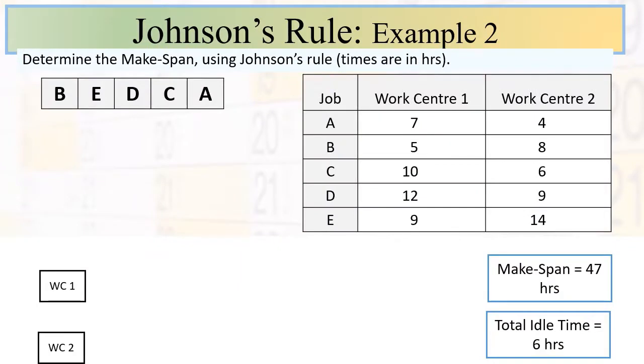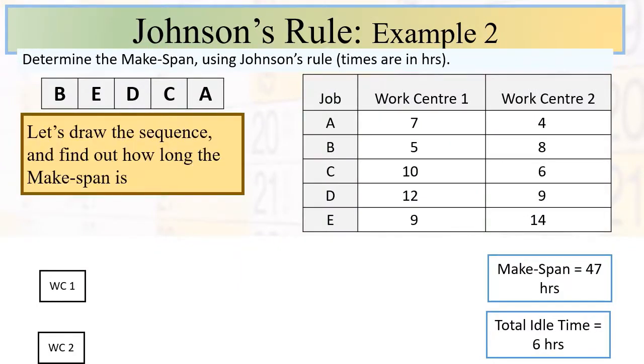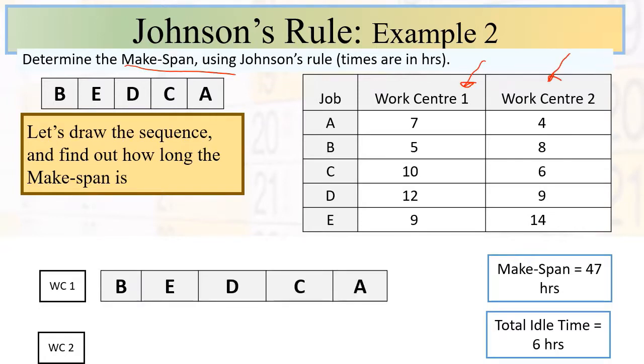So, determining the makespan. Some questions might ask us to do Johnson's rule and then determine the makespan. And basically what that makespan means is how long it takes to process all the jobs through work center 1 and work center 2. So we start with our BEDCA.